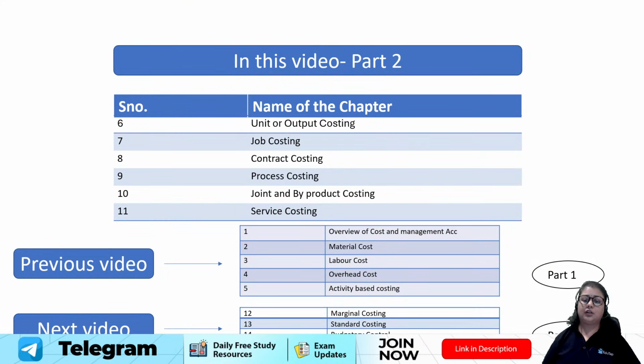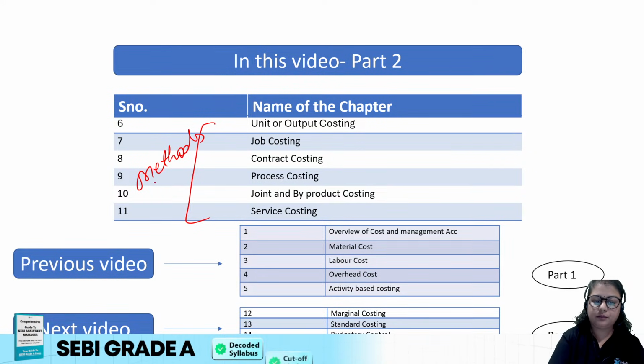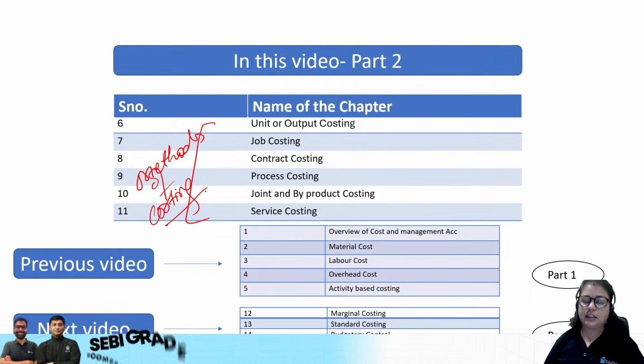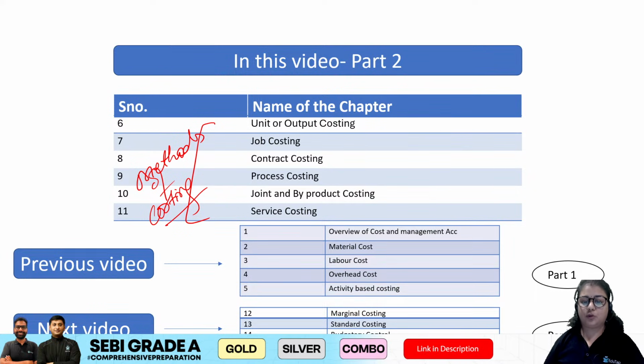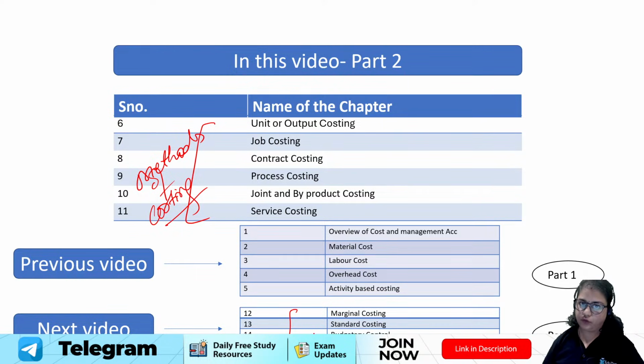So, what all will be included in this video today? It will include the 6 chapters which are all the methods of costing. These are 6: unit costing, job costing, contract costing, process costing, joint and byproduct costing, and service costing. And in the next video, we'll be doing the next 4 chapters, that are all the techniques of costing.